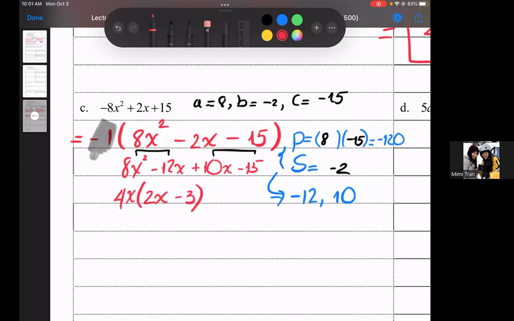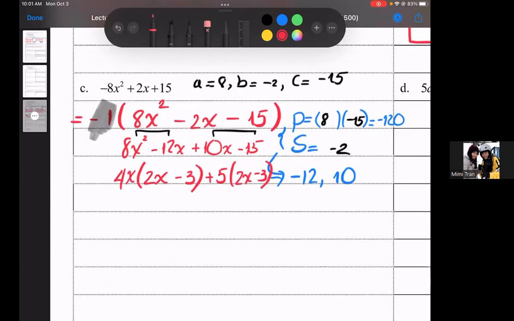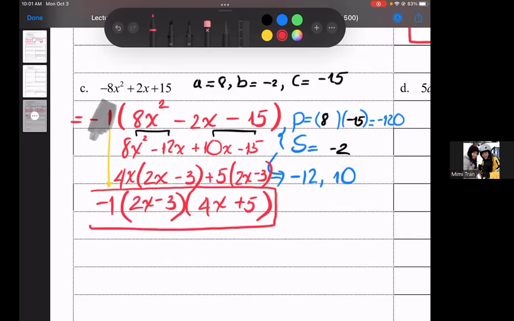The second group, factor out a 5, right? And then 2x minus 3 again. You have 2x minus 3, 2x minus 3 twice. Factor it out. What's left over? 4x plus 5. And now you bring that 1 down. Or negative 1, sorry. And you're done. Whatever you factor out, ignore it. Right? Focus on the inside of the parentheses. Should have put the equal.